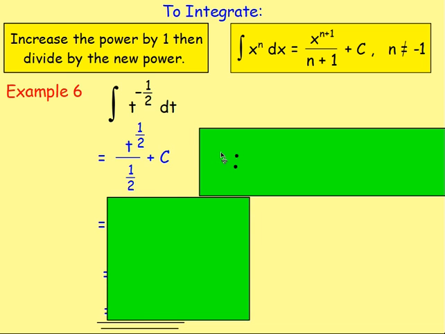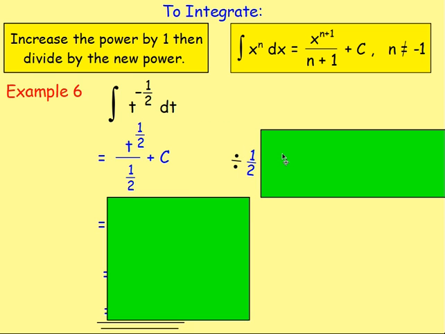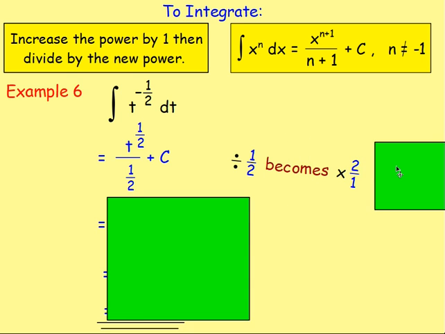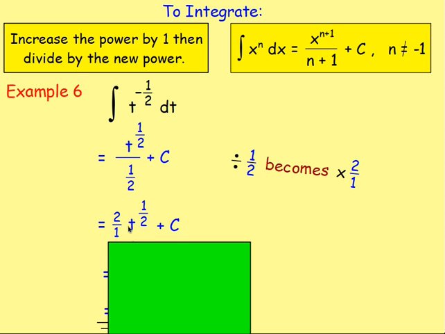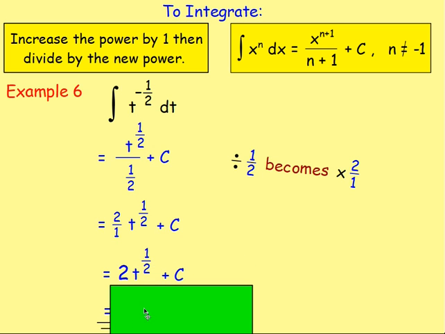Again, you've got fractions within fractions. It's a mess. So for when you divide by the half, it's the same as flip it upside down. So divided by a half becomes times by 2 over 1. In other words, just times by 2. Writing that out, as I said, it becomes 2 over 1. So you can multiply by 2 over 1. You probably don't need to write divide by 1. You're multiplying the t to the power of half plus c. 2 divided by 1 just becomes 2. So you've got 2t to the power of a half plus c.